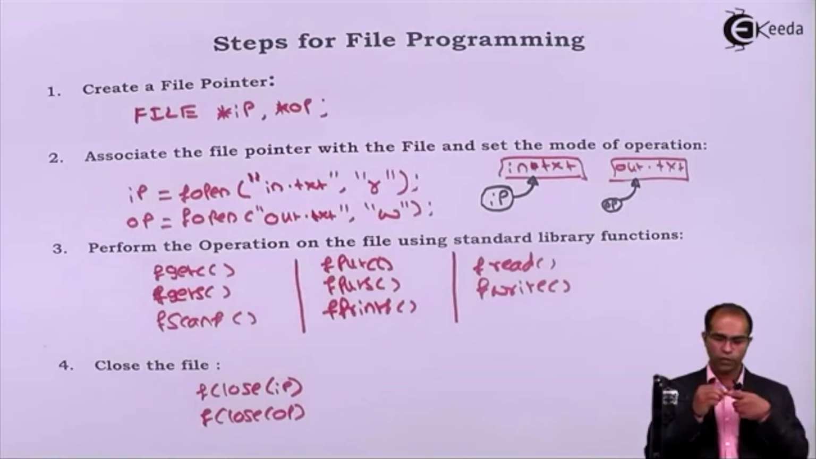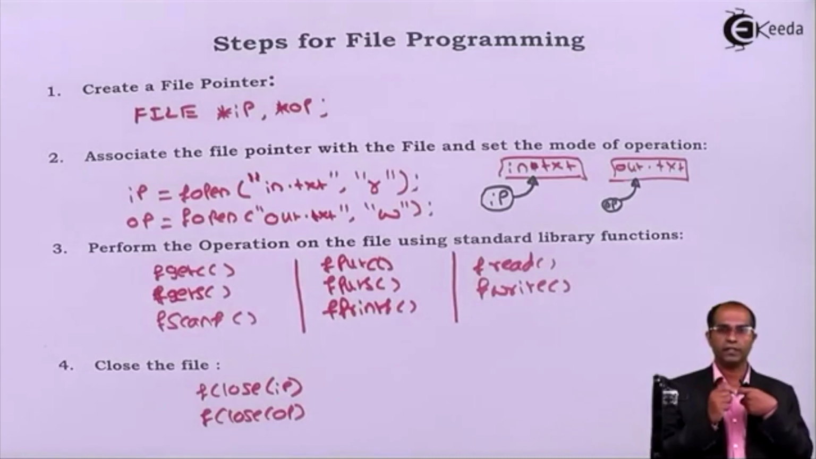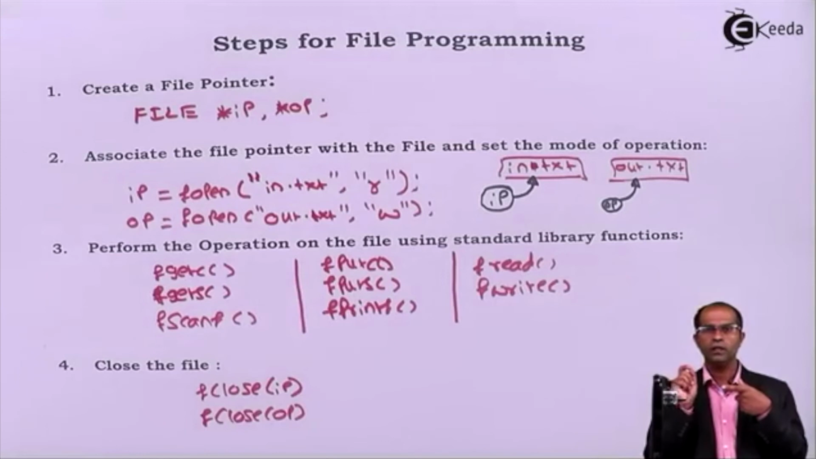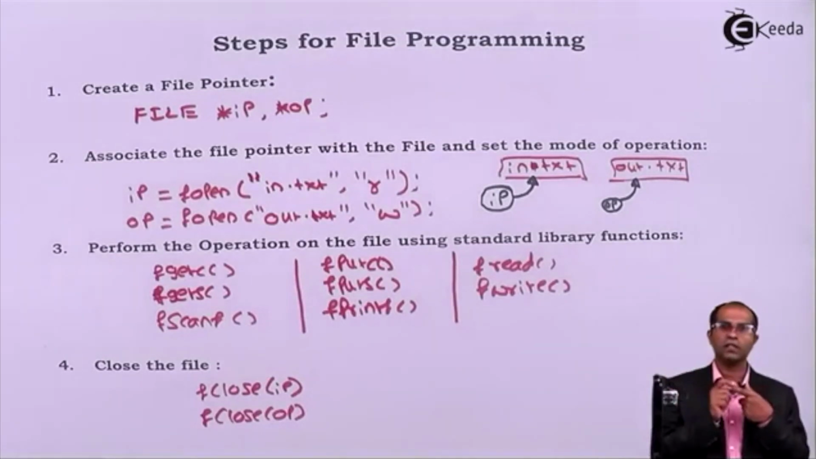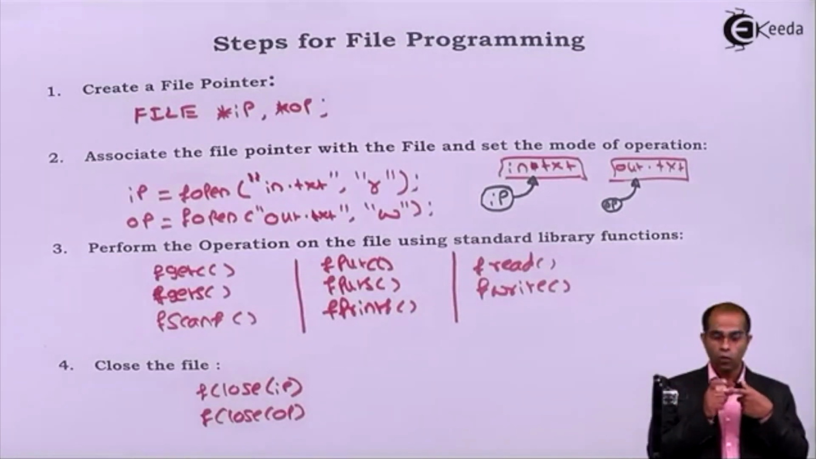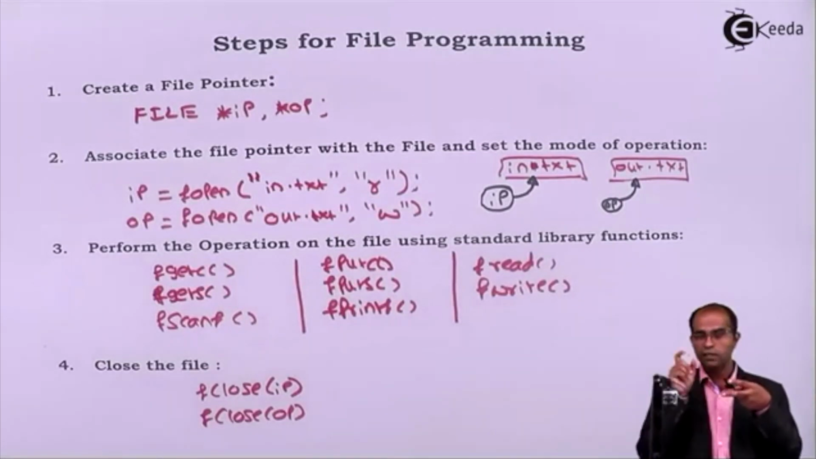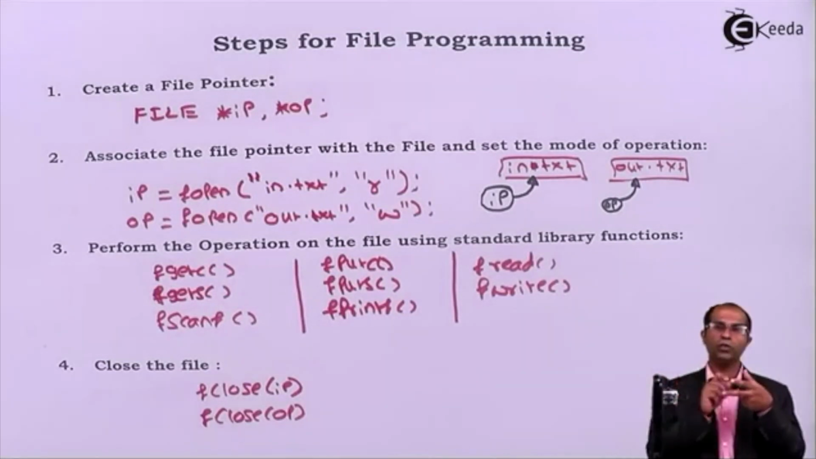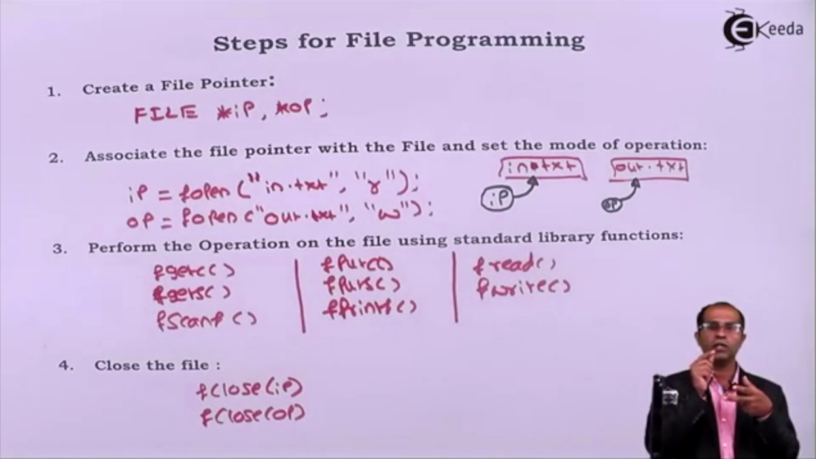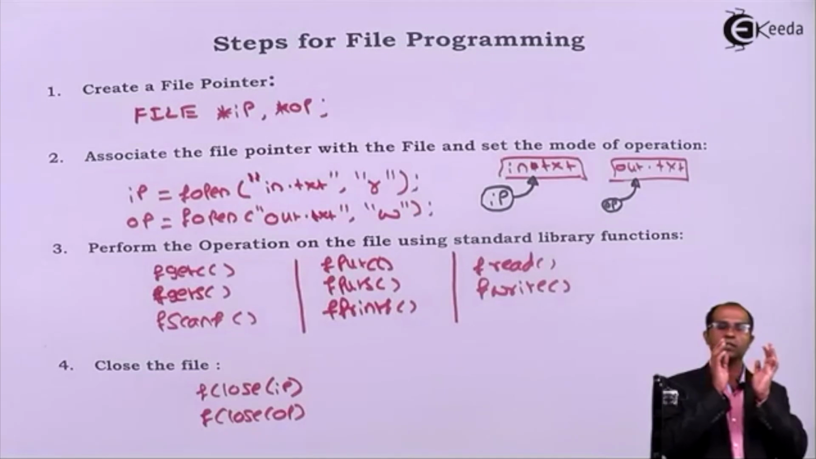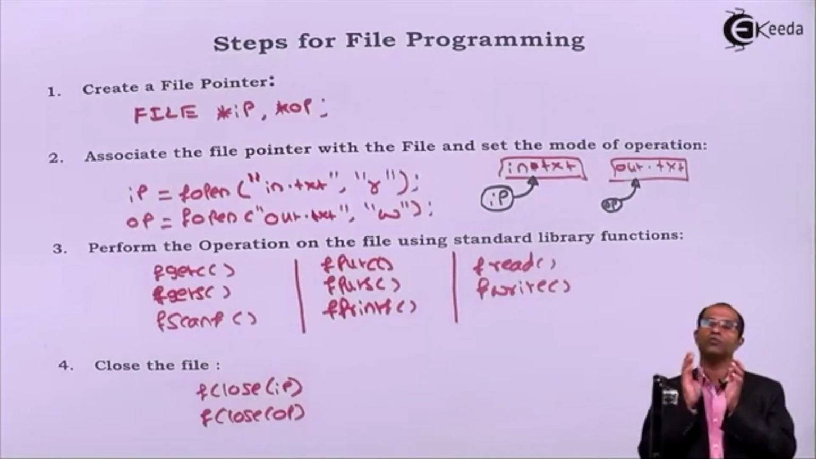file. First step is to create pointers. Pointers are always created for the file, and FILE is a predefined structure in the C language. Once a file pointer is created, second, associate the address. You remember that? D is for declaration, A is for assigning. So assign the address of the file to the pointer. That can be done using a function called fopen. Fopen will take two parameters. One is the name of the file and the second is the mode of opening the file.